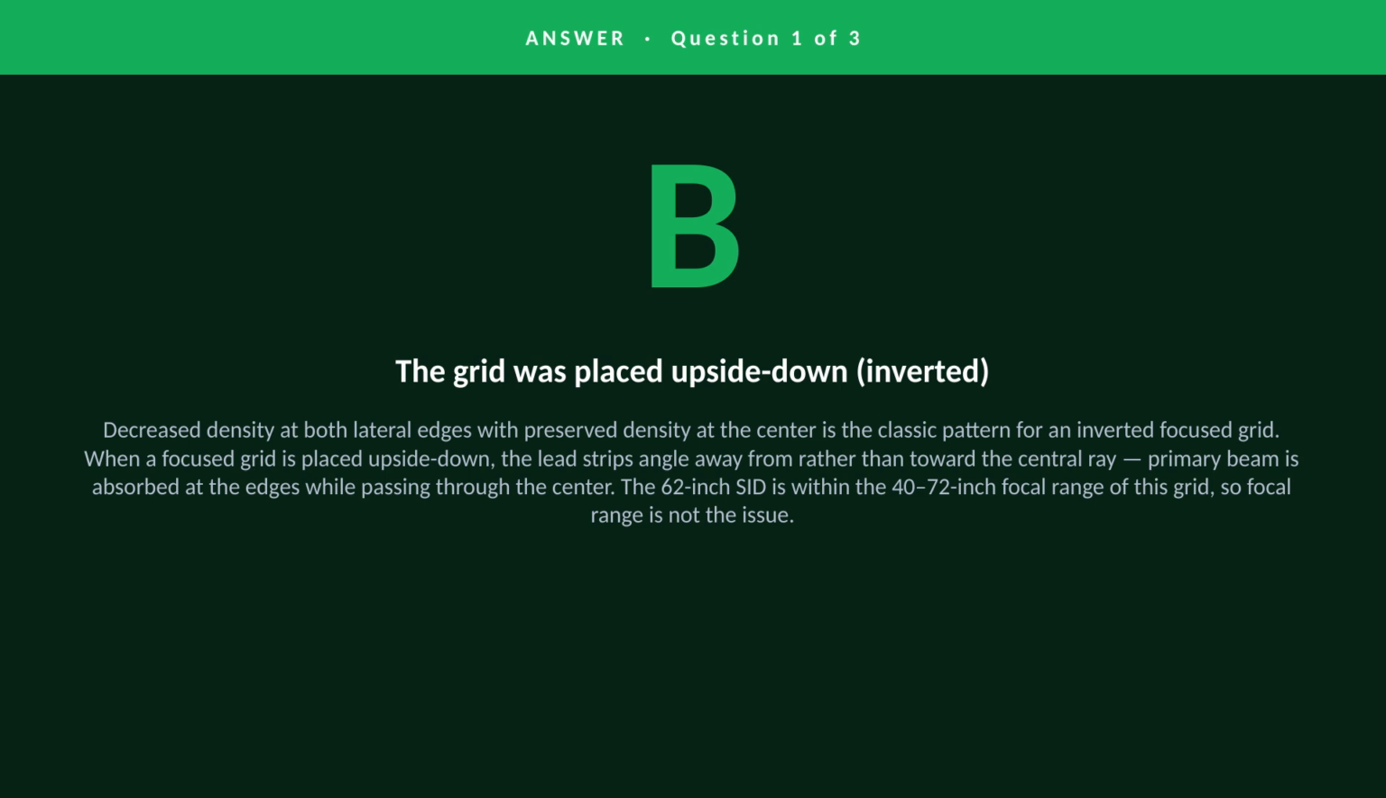The 62-inch SID is within the grid's 40 to 72-inch focal range, so off focus is not the cause. Inverted grid is the answer.